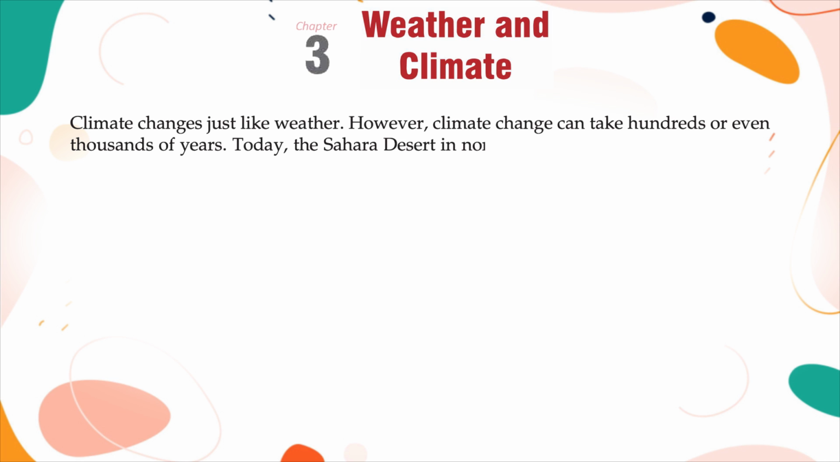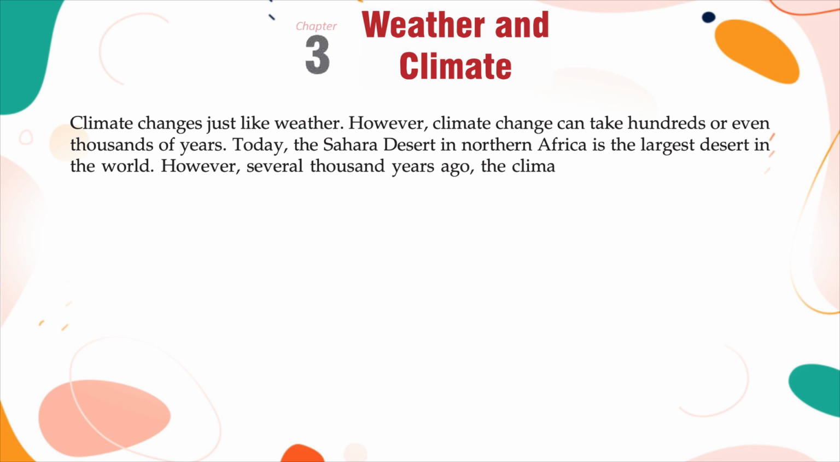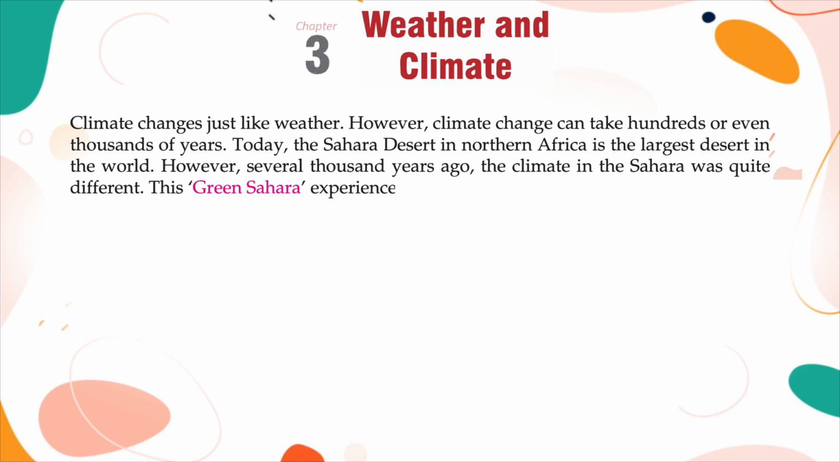Today, the Sahara Desert in northern Africa is the largest desert in the world. However, several thousand years ago, the climate in the Sahara was quite different. The Green Sahara experienced frequent rainy weather.